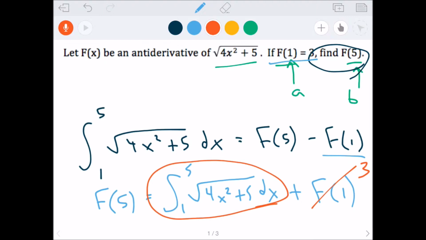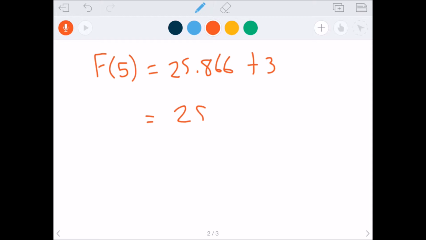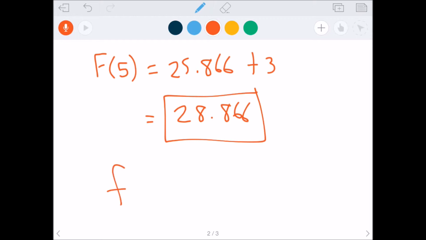So if I plug this integral into the calculator, which I'll show you how to do in the next segment here, I end up with f of 5 equals, that number from the calculator was 25.866, and I was given that f of 1 is equal to 3, and so my final answer is 28.866. And it's done. Note that f of x is the derivative of capital F of x, right? So this type of problem could be written a lot of different ways in terms of derivatives and integrals and things, and antiderivatives, I should say.